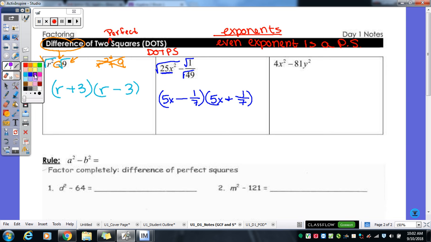Let's look at our third one. We got 2 perfect squares. 4 is perfect, x squared is perfect, so that whole first term is perfect. 81 is perfect, y squared is perfect, so that whole term is perfect. So what is the square root of 4x squared? 2x. So 2x goes in my first spots. And then what is the square root of 81y squared? 9y. And 9y. So 9y goes in our second spot.